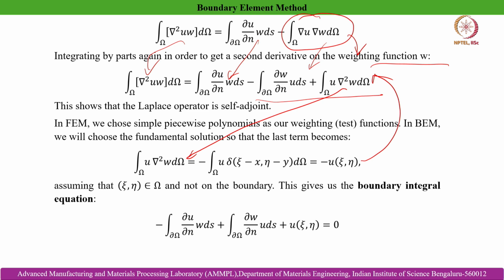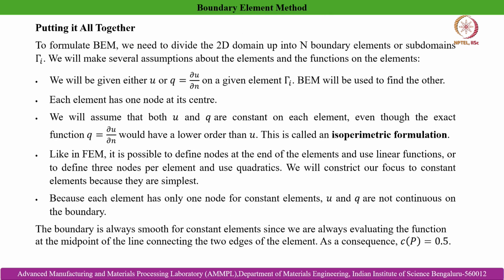Then we are getting minus del u del n w ds plus del w del n u ds, and because we have already evaluated the value, plus u of (eta, zeta) is equal to 0. We take it to the right hand side, which is why the sign changes. Now we will discuss how we can develop the matrix based algebraic equations in the case of BEM.